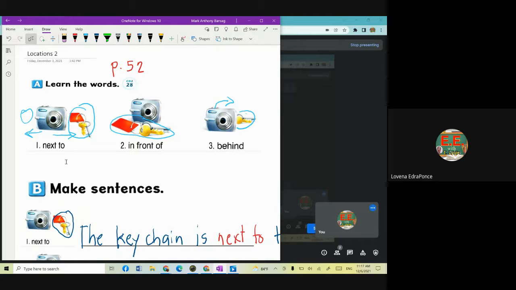Next to. Number 2. In front of. Number 3. Behind.